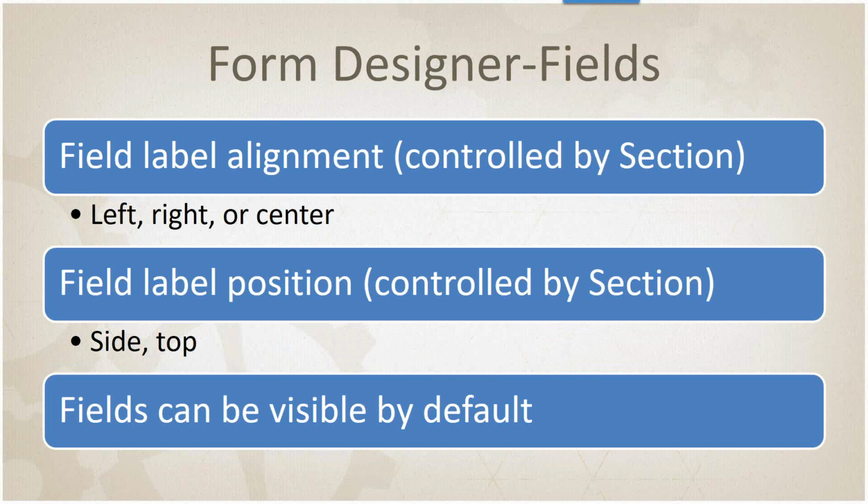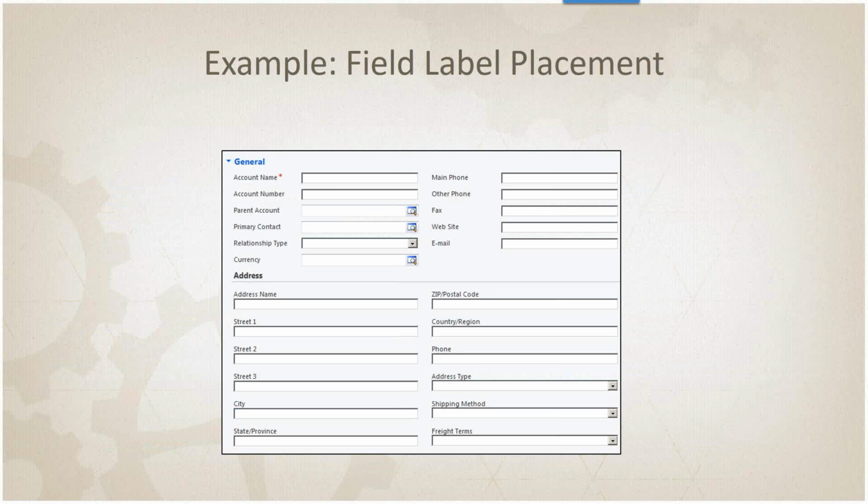So again, the label alignment and position are actually controlled by the section. They're actually formatting properties of the section itself. And again, like the tab and the section, fields can be visible by default. This is an example. Now this is older. I think this is a screenshot from 2011, quite honestly.